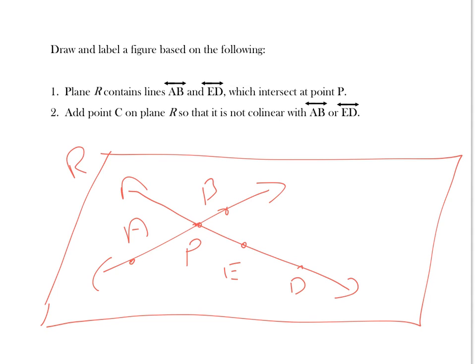We need to add a point C on plane R that is not collinear with either AB or ED, so just anywhere else. I'm going to put a point C that's on neither of those two lines.